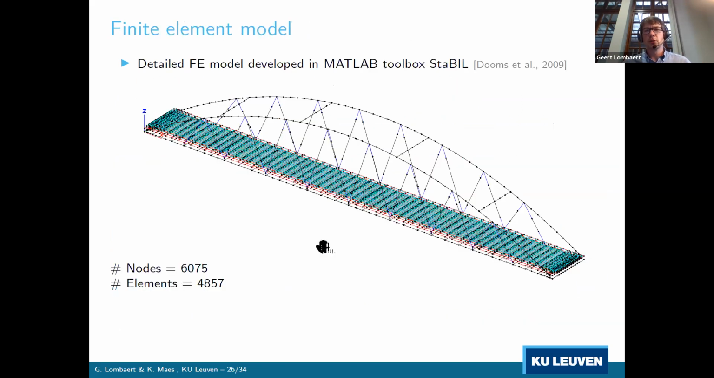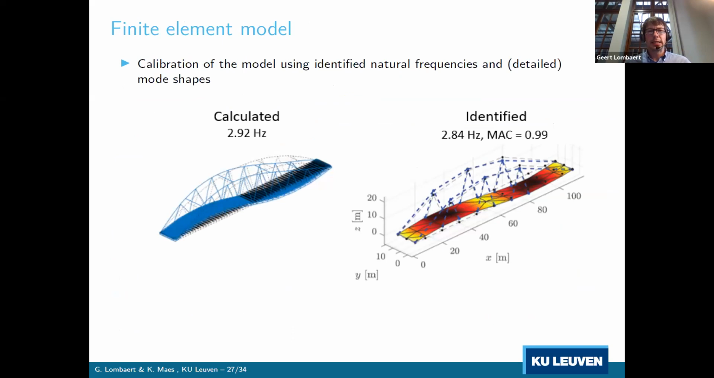So I'll focus on the strain sensing. Again, the idea is the same. We collect data from the structure on the one hand, and we combine that with a physics-based model, which is the detailed finite element model shown here. And from this, we try to do virtual sensing and extrapolate to unmeasured locations.